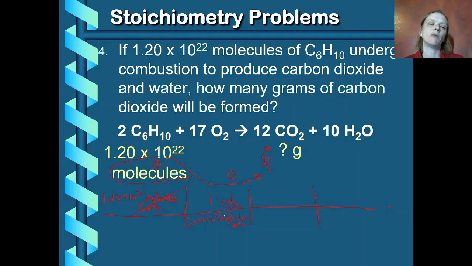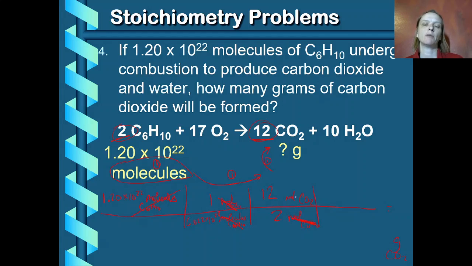That gets rid of molecules of C6H10, but I don't want my final answer to be moles of C6H10. I need to switch to a different substance. Remember, I'm trying to calculate grams of carbon dioxide. So I need to switch to moles of carbon dioxide. I need to get rid of moles of C6H10 and convert to moles of carbon dioxide. I do this using the mole-mole ratio in our balanced equation. I have 12 moles of carbon dioxide for every 2 moles of C6H10.